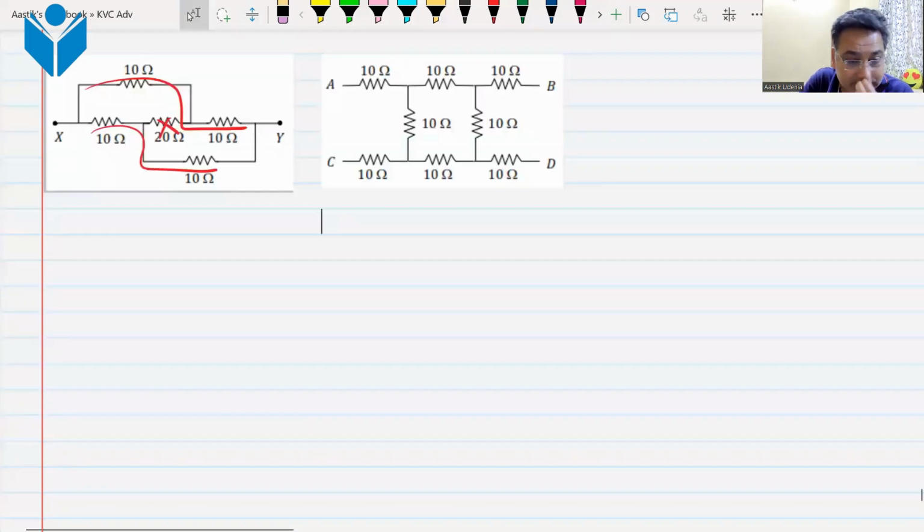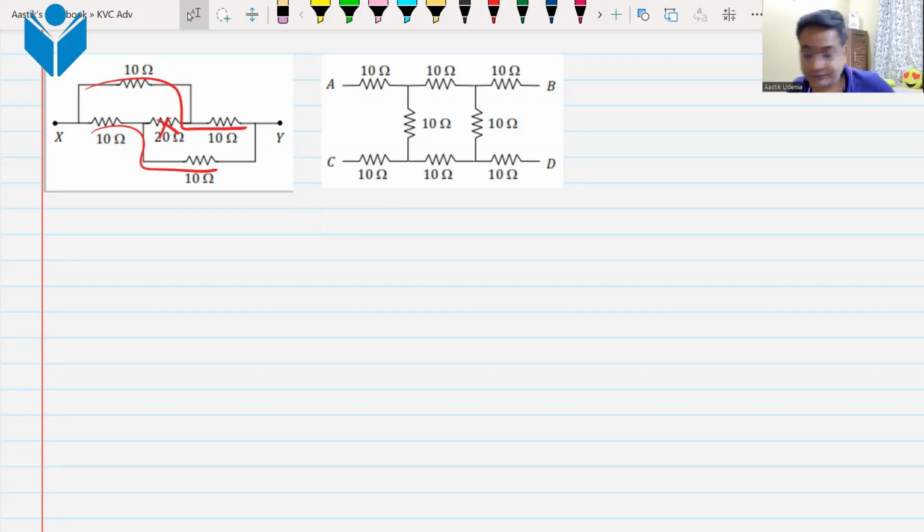This is the next one. Find the effective capacitance between A and D. Sir, A and D. So what is the answer for this one? This one and this one will not come into the picture. Yes or no? Yes, sir.